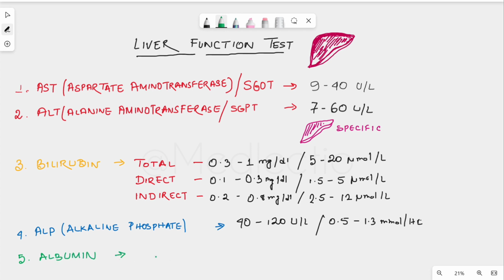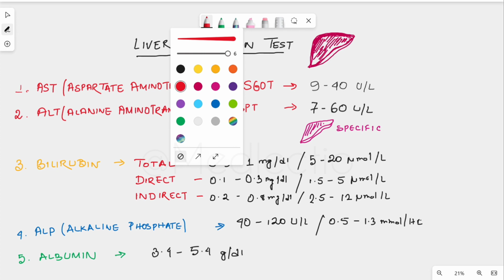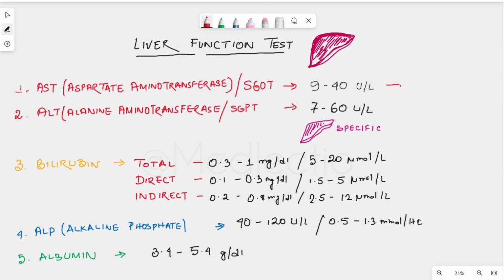And the last one is albumin. It's 3.4 to 5.4. So what problem can we suspect here? If ALT, AST and total bilirubin get increased with cholesterol, and then we have direct bilirubin, ALP and cholesterol. I have a separate video on this, you can see that also. Here I am just hinting a little.